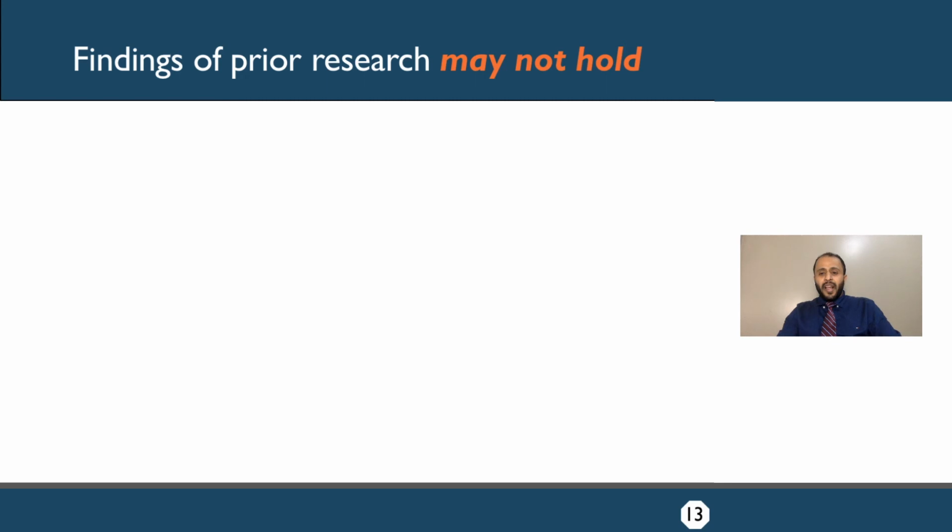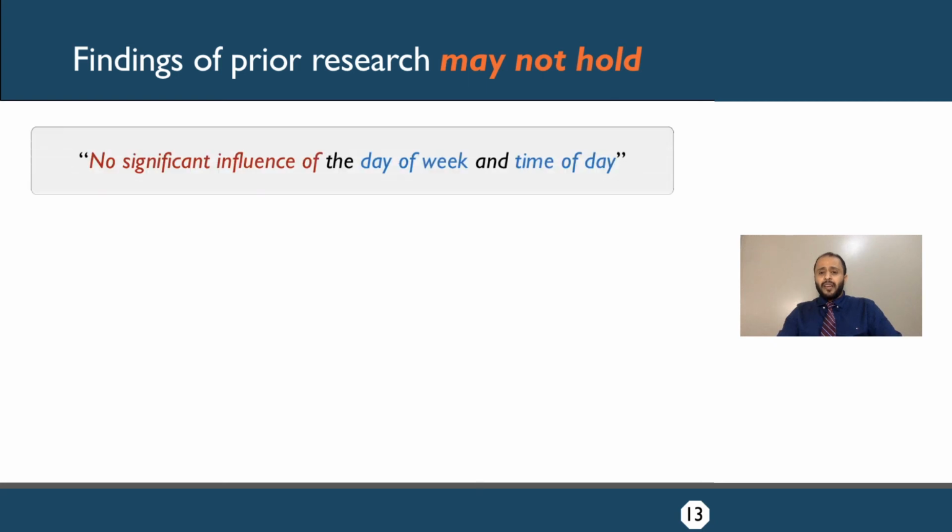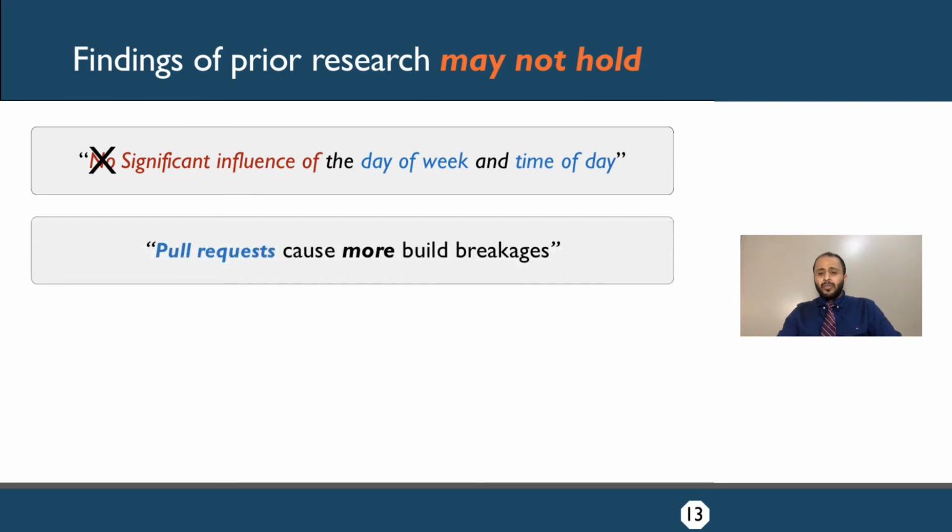We also observe that findings of a prior study may not hold. For example, the study we took found no significant effect of the day of week and time of day on build breakages. But after removing the noise, we find that there is a significant effect of these variables. The study also found that pull requests cause more breakages, but excluding the noise shows that integration and merge commits cause more breakages than pull requests.